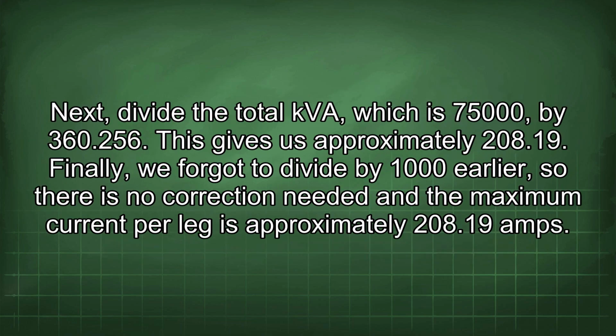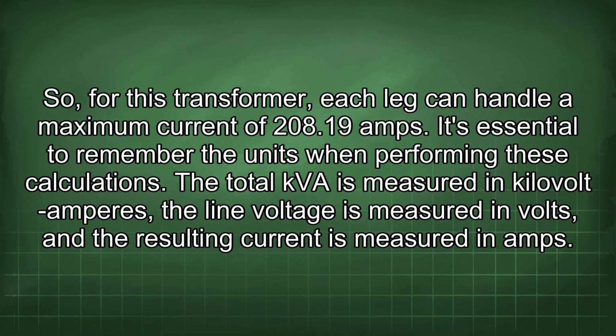360.256. Next, divide the total kVA, which is 75,000, by 360.256. This gives us approximately 208.19. Finally, we forgot to divide by 1000 earlier, so there is no correction needed and the maximum current per leg is approximately 208.19 amps. So, for this transformer, each leg can handle a maximum current of 208.19 amps.